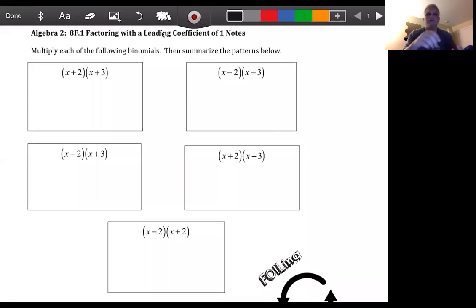Algebra 2, Chapter 8F, and we're going with day 1. Okay, factoring with the leading coefficient of 1 notes. Now, folks, I can't tell you how important this unit is. Okay, 8F, I think, is the most important unit in all of Algebra 2.